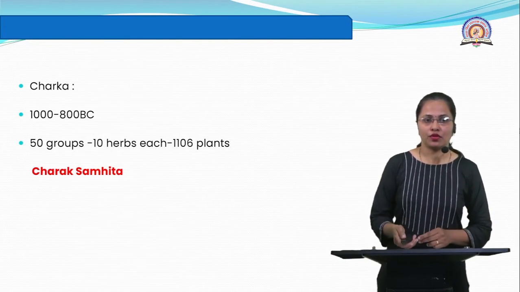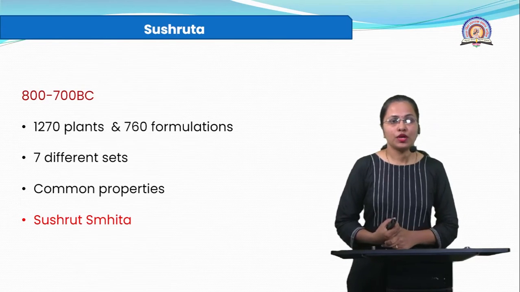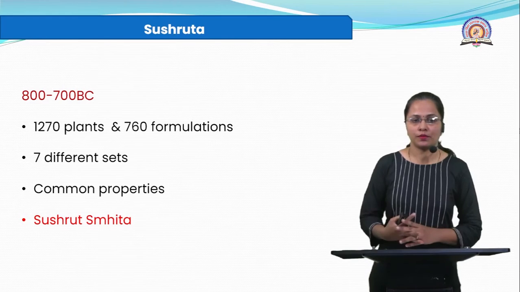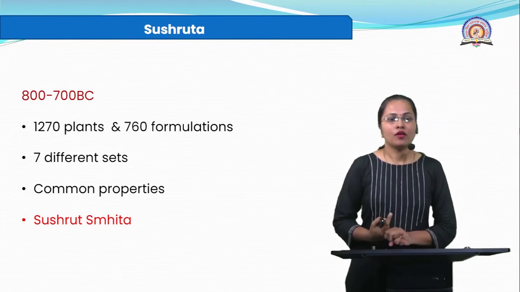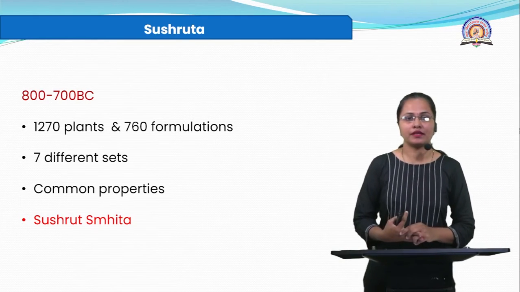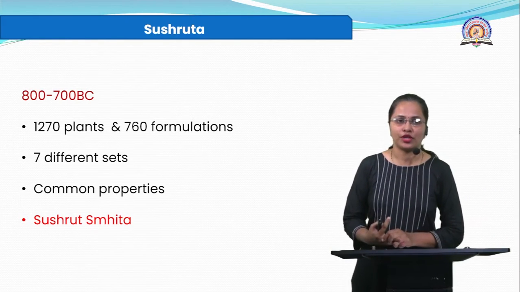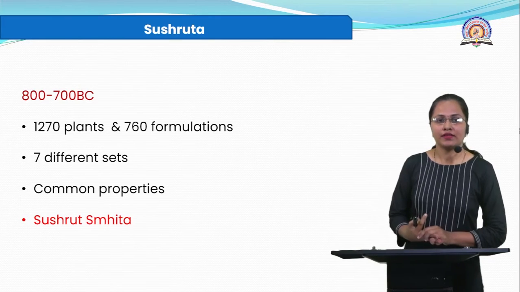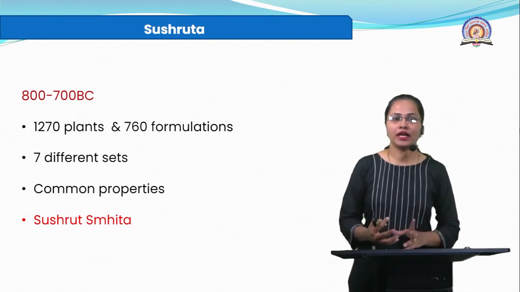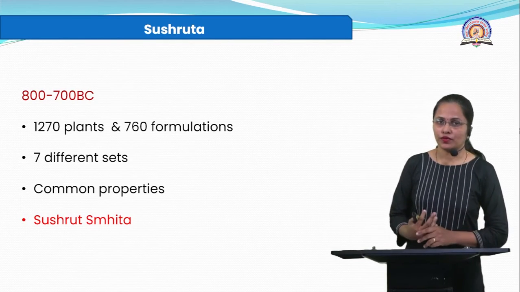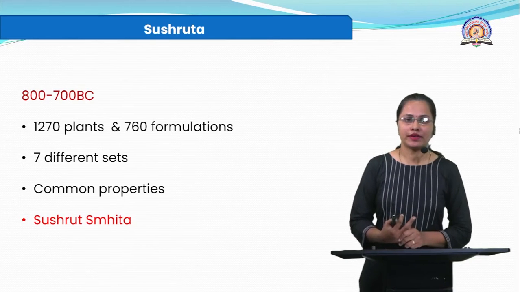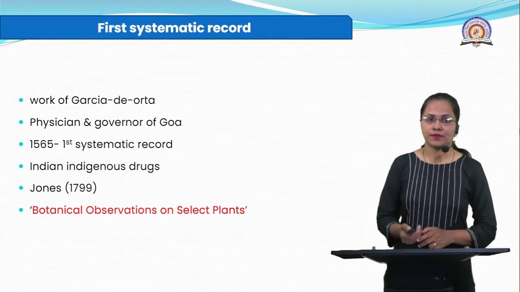800 years before Christ. Then Sushrut, he wrote his literature in Sushrut Samhita, and he reported 1270 plants with 760 different formulations. He divided the plants into 7 different sets, and he classified plants depending upon the common properties of the plant. He wrote his literature 800 to 700 years before Christ.